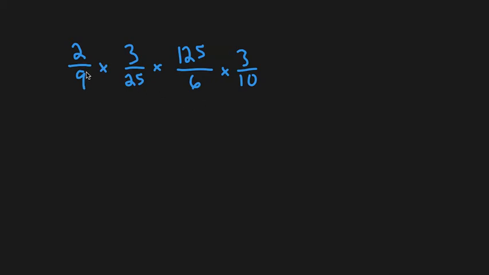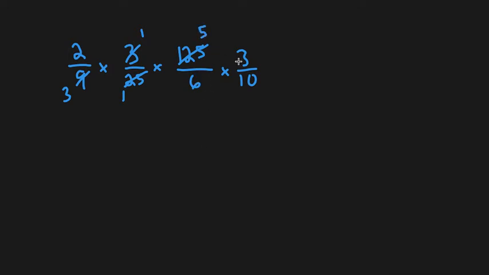For example, 9 and 3 have a common factor of 3. So if we divide 9 by 3, we get 3. And if we divide 3 by 3, we get 1. Also, 25 and 125 have a common factor. If we take 25 and divide it by 25, we get 1. And 125 divided by 25, we get 5.